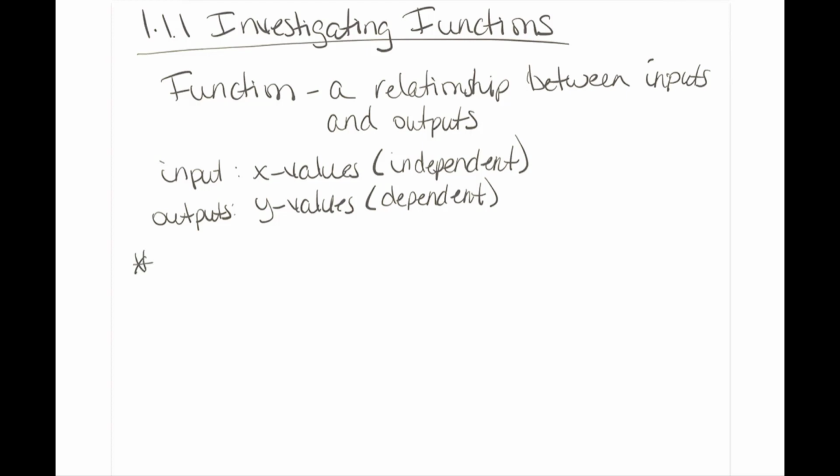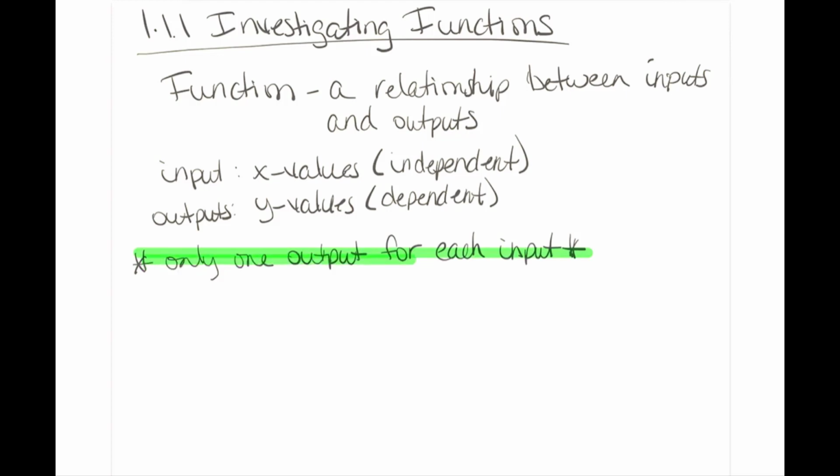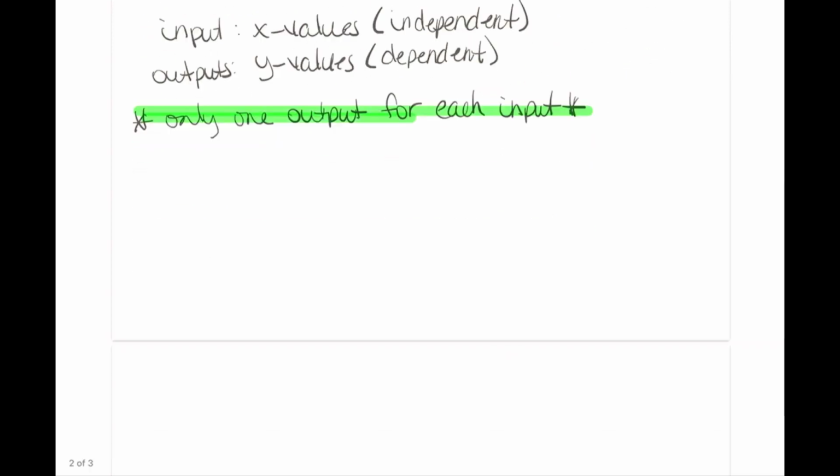The key part when it comes to a function, and we're going to explain this a little bit in more detail, is there's only one output for each input. And that's the key definition when it comes to a function. It has to do with that input and that output, and there only being one output for each input. So let's walk through an example and see if we can figure out what all of this terminology means.